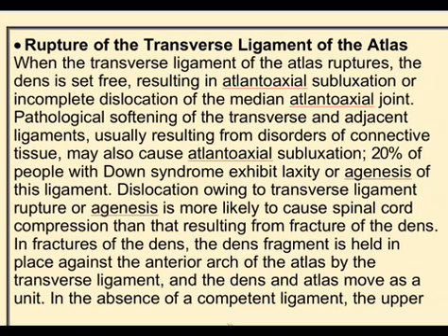In fractures of the dens, the fragment is held in place against the anterior arch of the atlas by the transverse ligament, and the dens and atlas move as a unit, so it's less likely to cause a spinal cord compression. When there is absence of a competent ligament, that's the transverse ligament, the upper cervical region of the spinal cord may be compressed between the approximated posterior arch of the atlas and the dens, and this causes paralysis of the four limbs, both the upper limbs and lower limbs, and this is called quadriplegia. The spinal cord may also be compressed towards the medulla of the brainstem, and you could have death occurring.